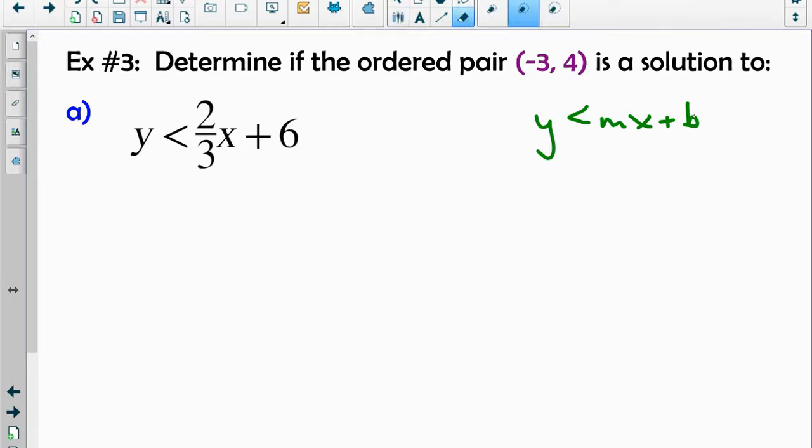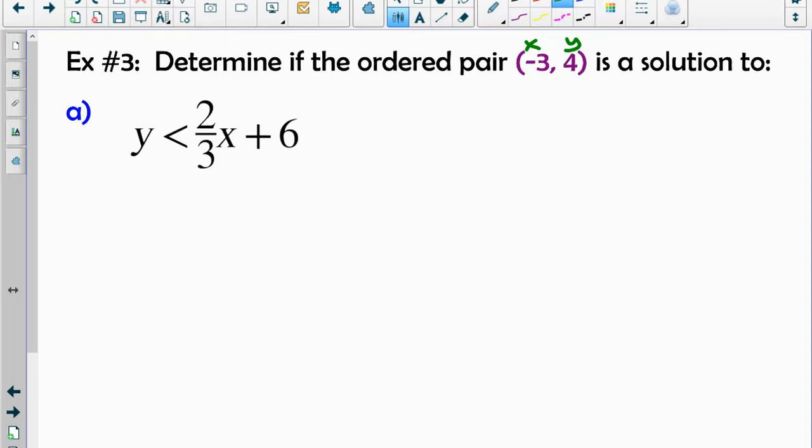All right, so we're going to take our inequality and we're going to do the same steps. We're going to substitute in the values of x and y from the ordered pair into the inequality. So the y coordinate was 4. Remember, that's the second number in the ordered pair. The x coordinate was negative 3. And everything else stays the same.